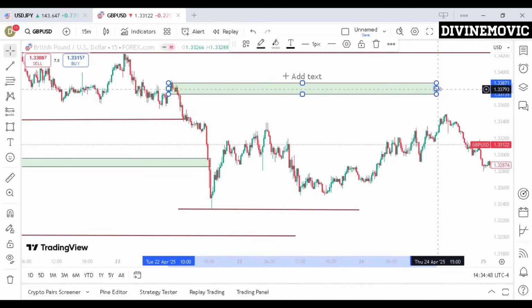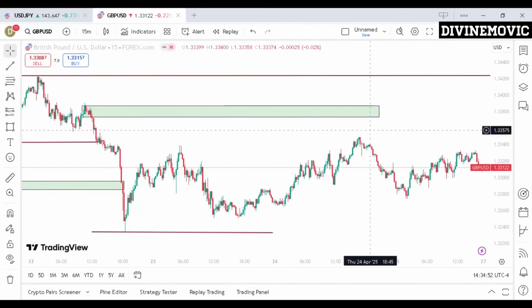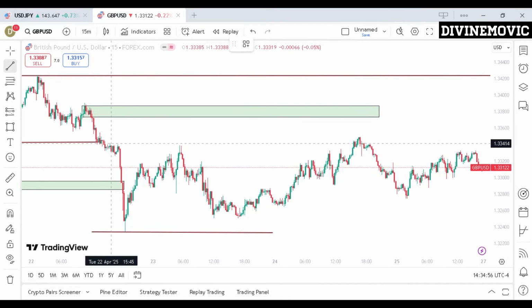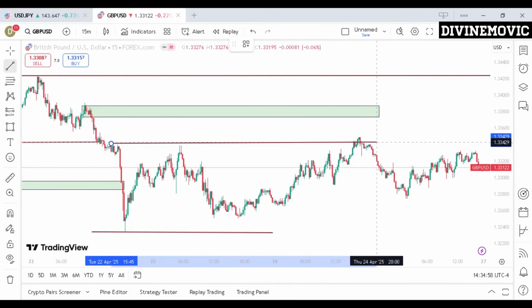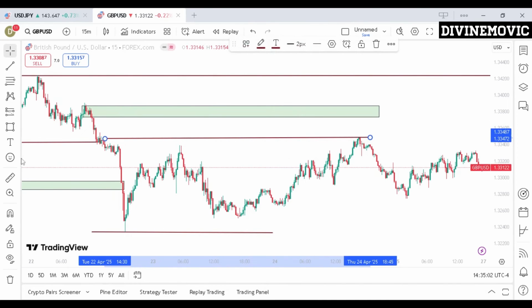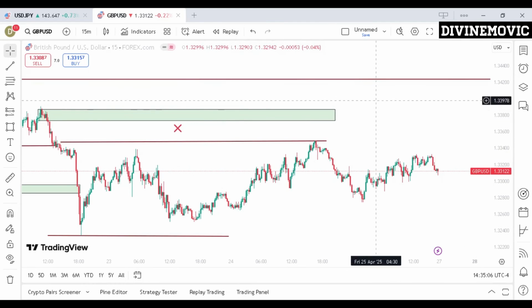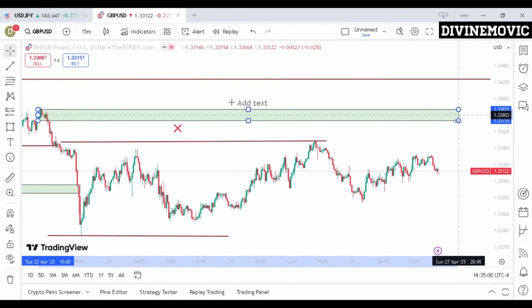And for this POI to be valid, there has to be liquidity that will hold this particular POI. In this case here, this place is acting as a liquidity that most likely will trigger this point of interest, because it's simply an equal high. There's a liquidity point that will trigger this particular point of interest.